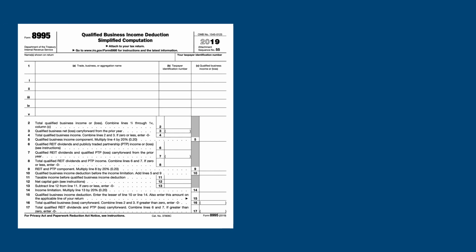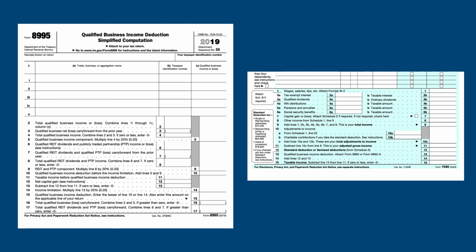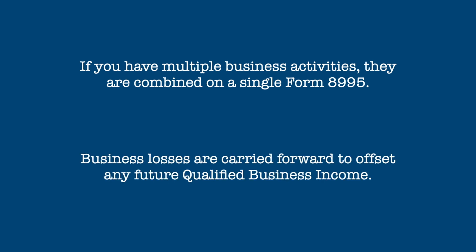Qualified business income deduction is calculated on a Form 8995, and the result is carried directly to line 13 of Form 1040. If you have multiple business activities, they are combined onto a single Form 8995. If you have business losses, they are carried into future years to reduce any future qualified business income.